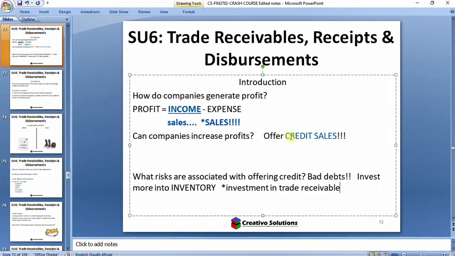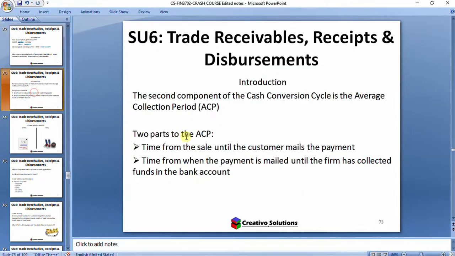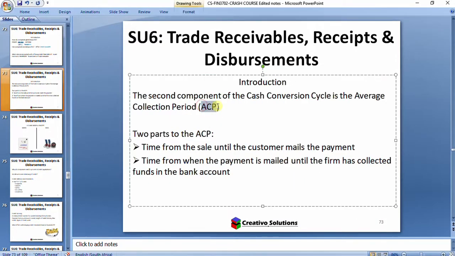If you're giving other people an option to buy now and pay later, you're going to have to use money to buy the stock, the inventory, to give them. Make sense? Yes. Okay.